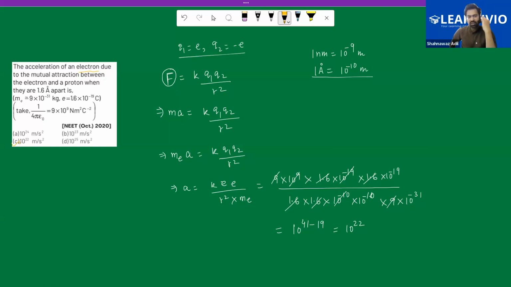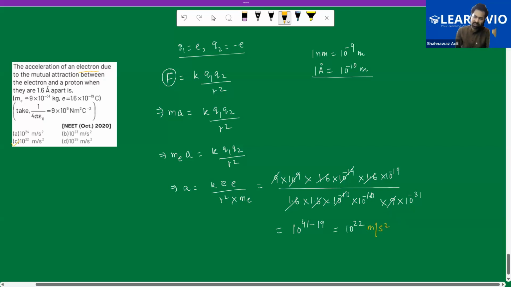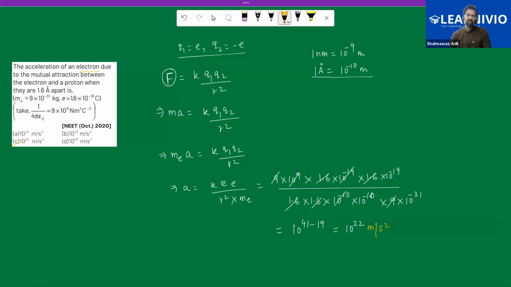So this would be the answer, right? This is meter per second square. Is it clear? This was a very simple question, right? Just using the idea of Coulomb. So quickly note this thing down and then we go into the next question.